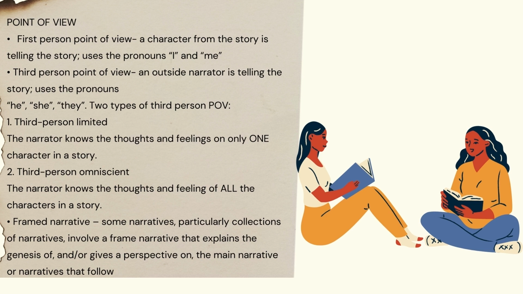Two types of third-person POV. 1. Third-person limited: the narrator knows the thoughts and feelings of only one character in a story. 2. Third-person omniscient: the narrator knows the thoughts and feelings of all the characters in a story. Framed narrative: some narratives, particularly collections of narratives, involve a frame narrative that explains the genesis of, and/or gives a perspective on, the main narrative or narratives that follow.